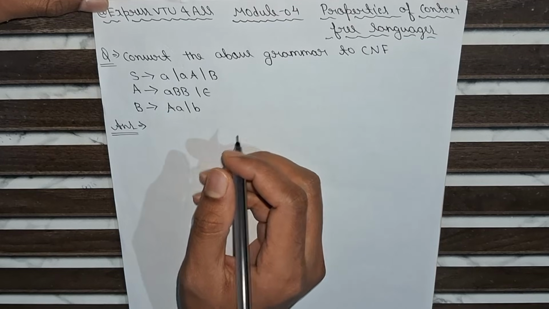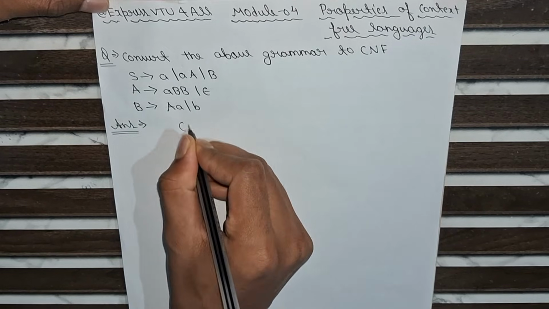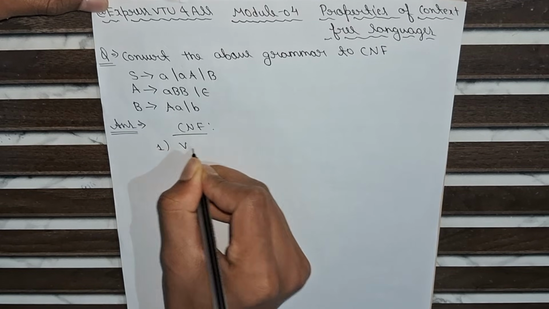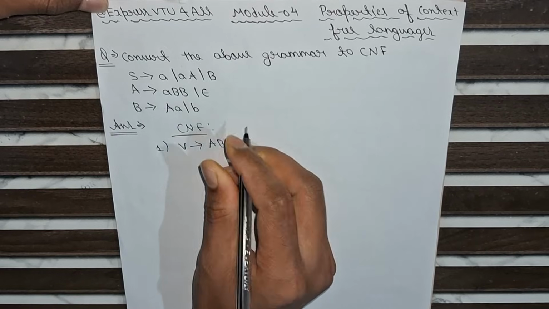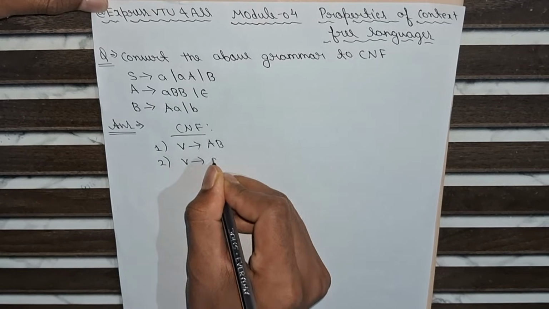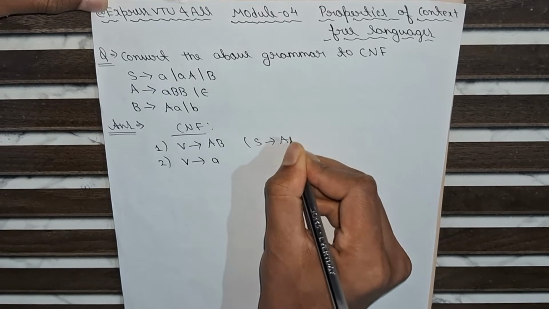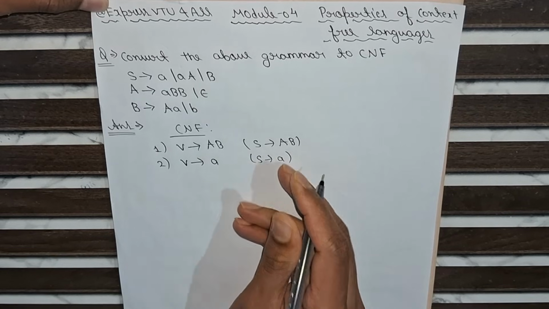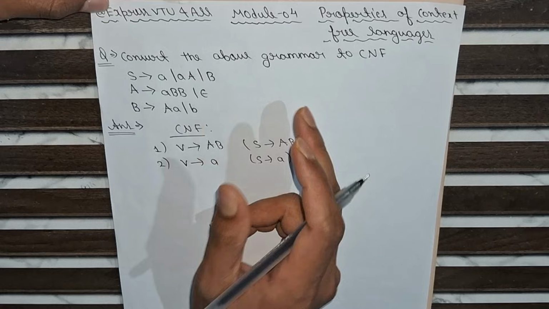What is the condition required for a grammar to be in Chomsky Normal Form, CNF? It has two conditions. First, a variable implies two variables, like A B. And one more condition: a variable implies a single terminal. For example, S implies AB or S implies a. These two conditions should be fulfilled by any grammar to be in Chomsky Normal Form.